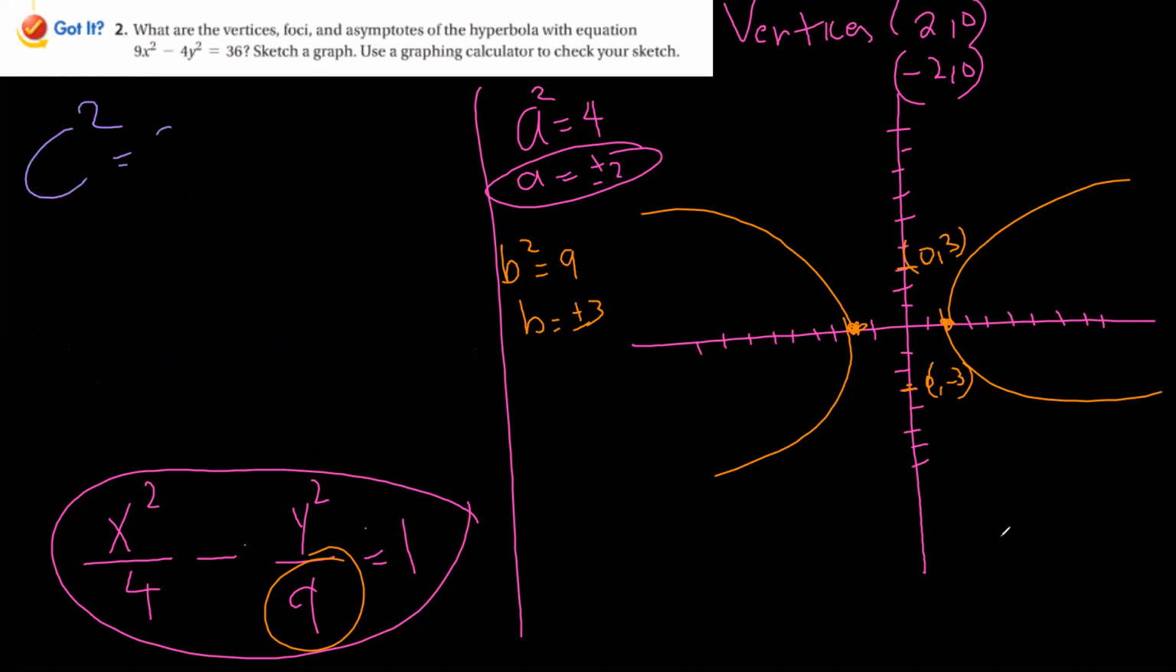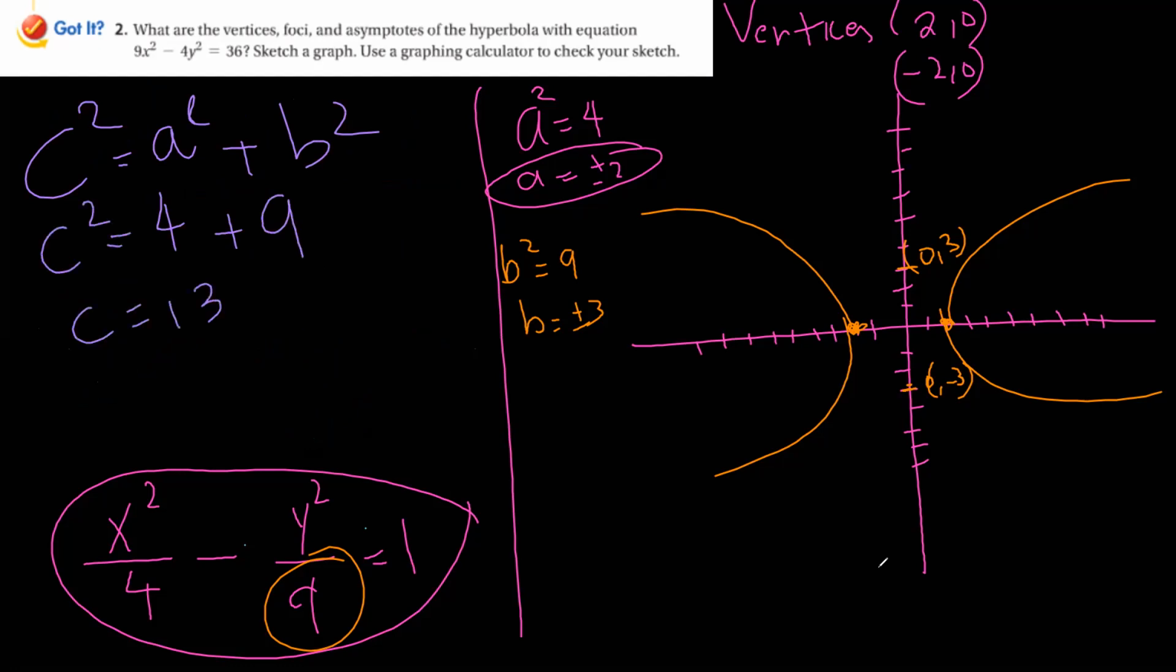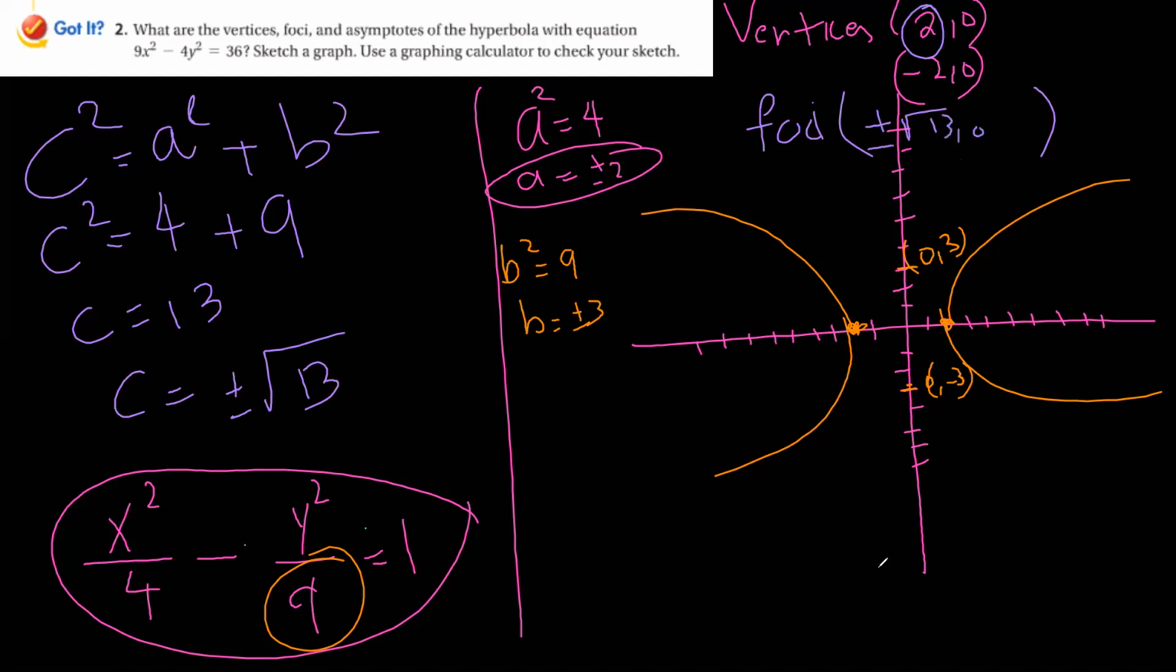c squared is equal to a squared plus b squared. Now from here, a squared is 4, b squared is 9, so c squared will be 13. So c is positive or negative square root of 13. So now the first side, I'm starting here with x, so it will be positive square root of 13, 0, and negative square root of 13, 0.